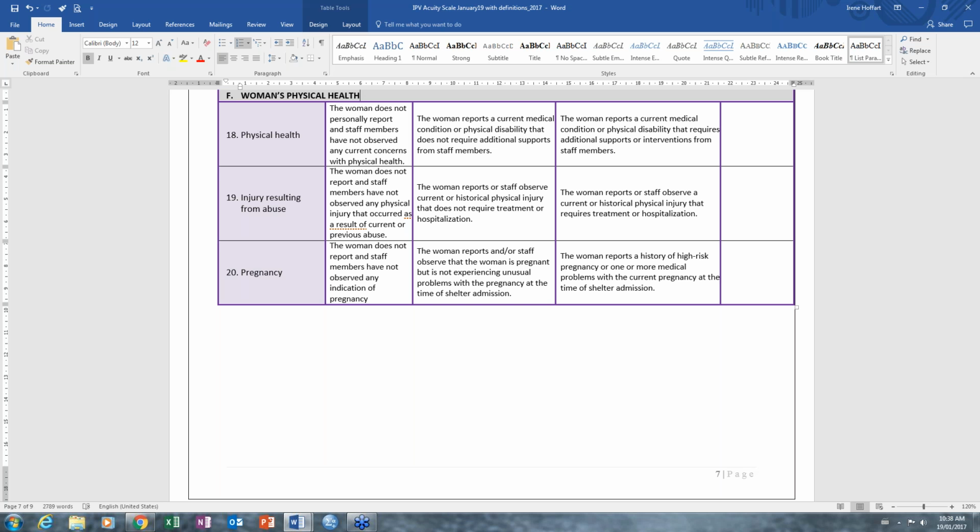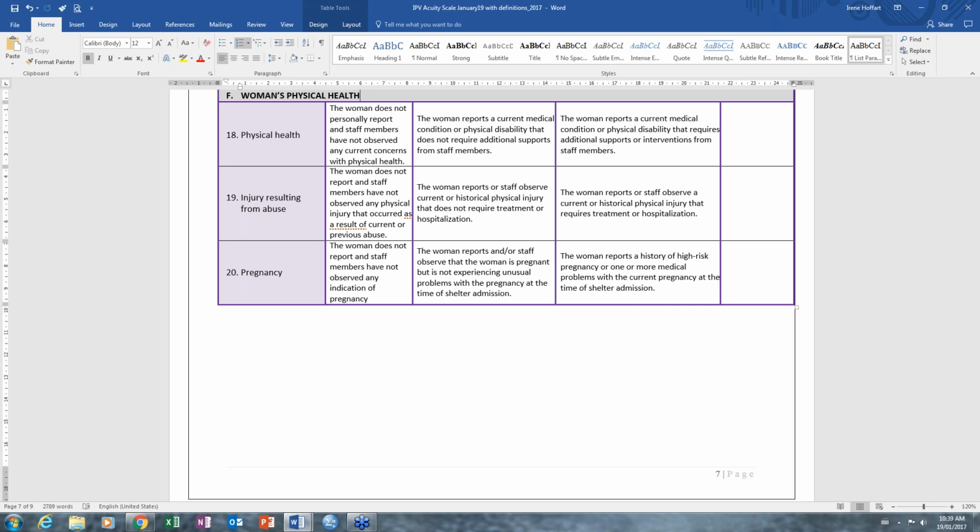So the number 19, injury resulting from abuse. Just like all those other questions we talked about, it's an additive question. So if somebody has an injury, then we would score them either 3 or 5 under 18, right? Because they would have had a physical health issue. But we're adding a little bit more to the complexity if there's an injury that results from the abuse. So that's what number 19 is about.